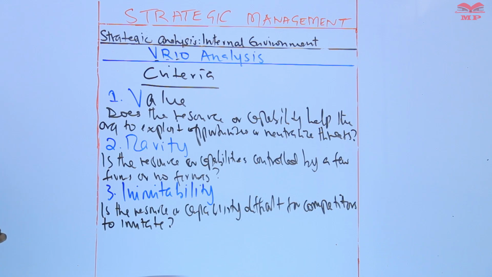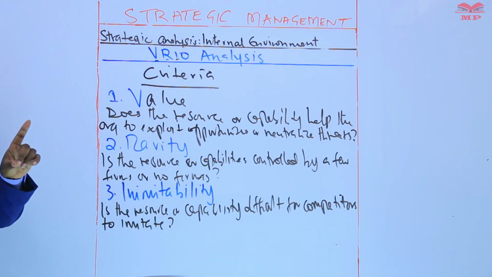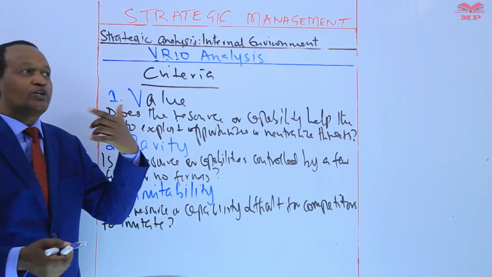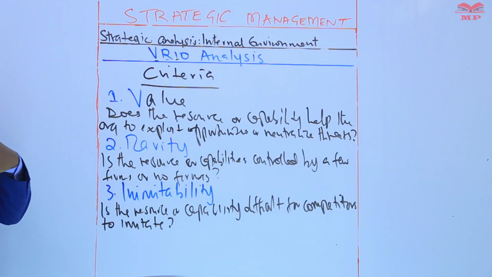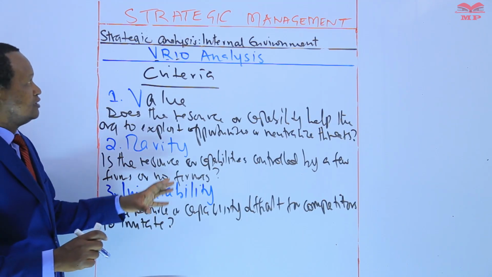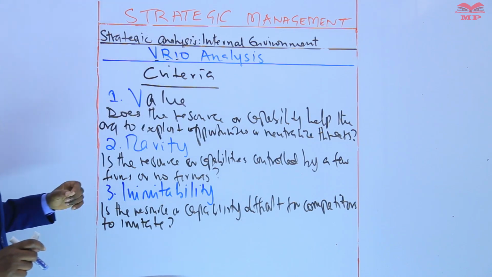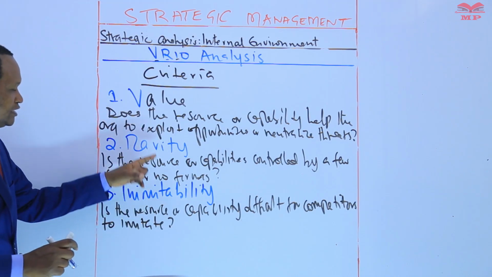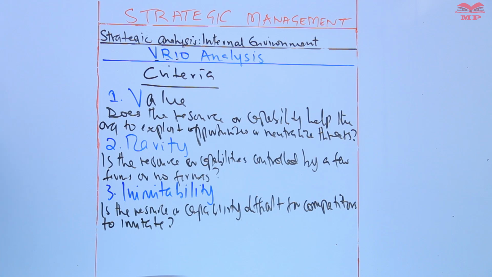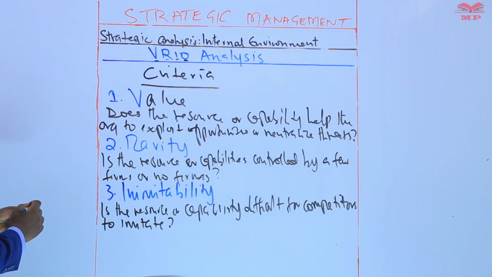You understand? Because inimitable resources and capabilities are those that are hard to copy due to their unique historical development, due to their unique social complexity, and so on. So when analyzing resources using the VRIO analysis tool, you check the inimitability. This is the third criteria, inimitability.